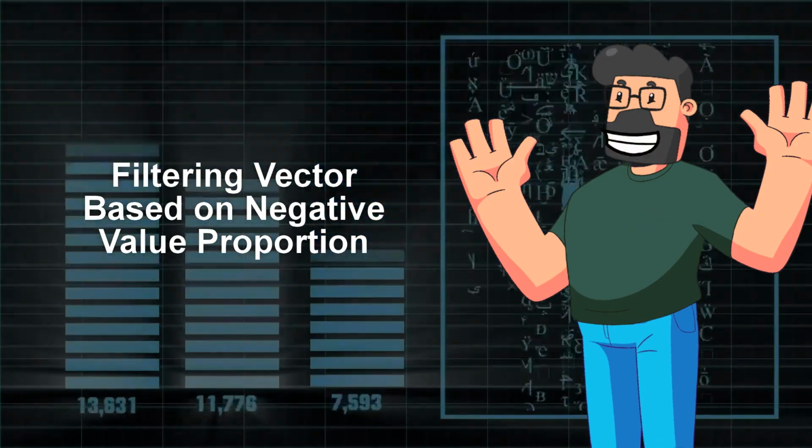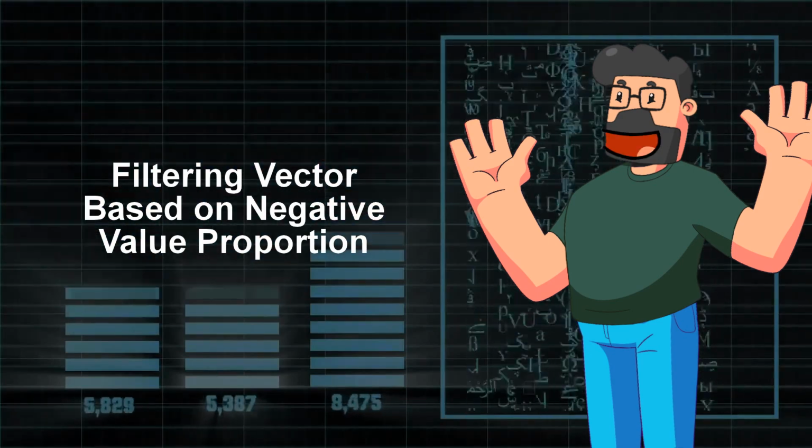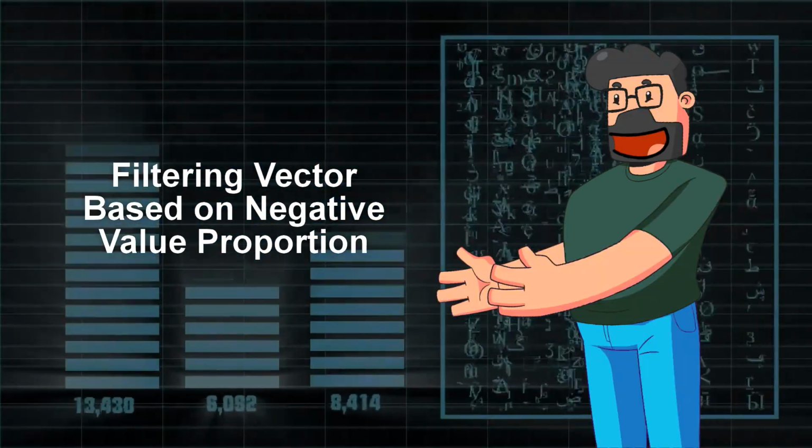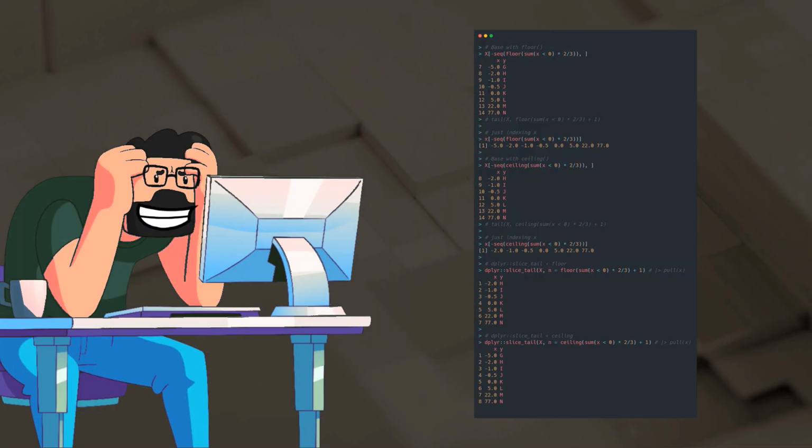Today we are diving into an interesting problem involving filtering a vector with ordered negative and positive values. The challenge here is to keep all positive values while retaining only the last third of the negative values. Quite a unique problem to tackle, right? Now, let's talk about the solution provided.